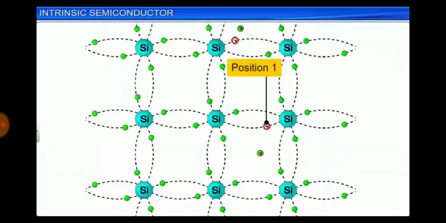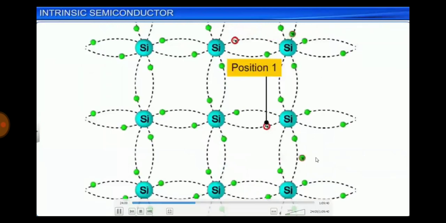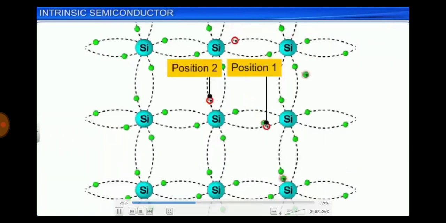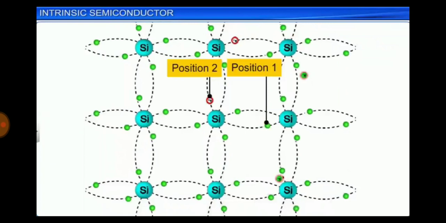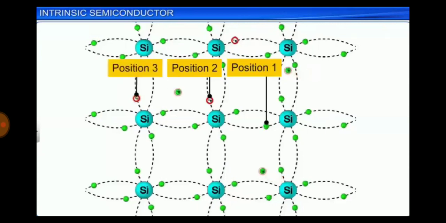In position 1, there is a hole. Now from position 2, an electron can jump to position 1. Because of the movement from position 2 to position 1, there is a vacancy in position 2. An electron from position 3 jumps to 2. What is happening? Ultimately, the holes are moving. Clear? That means there will be two currents. One current is due to the free electrons, another current due to the hole movements. Clear?